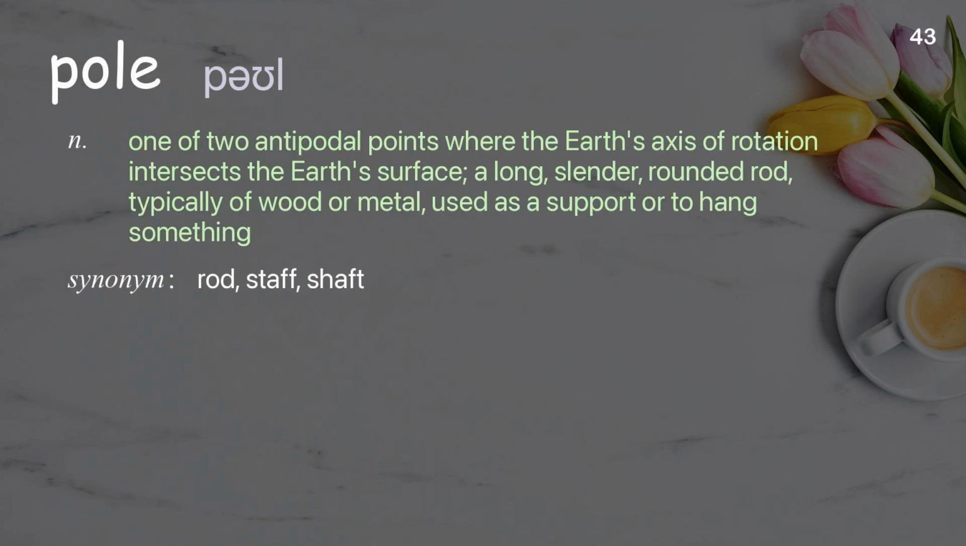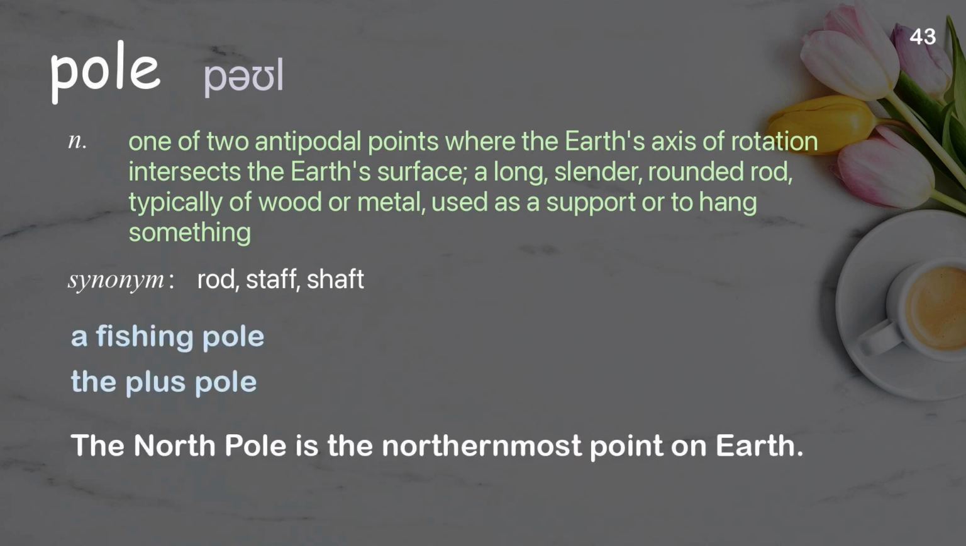Pole. One of two antipodal points where the Earth's axis of rotation intersects the Earth's surface, a long, slender, rounded rod, typically of wood or metal, used as a support or to hang something. Examples: A fishing pole. The plus pole. The North Pole is the northernmost point on Earth.